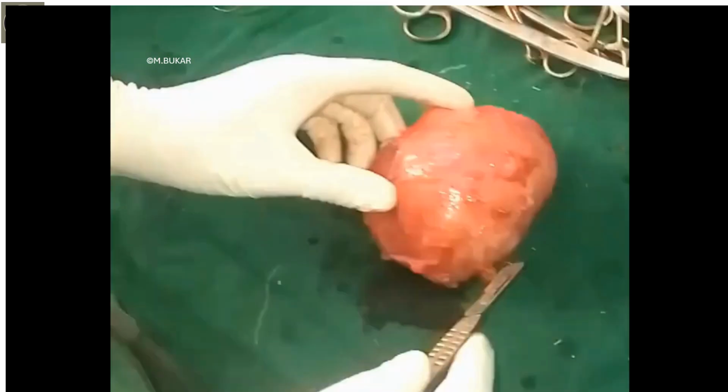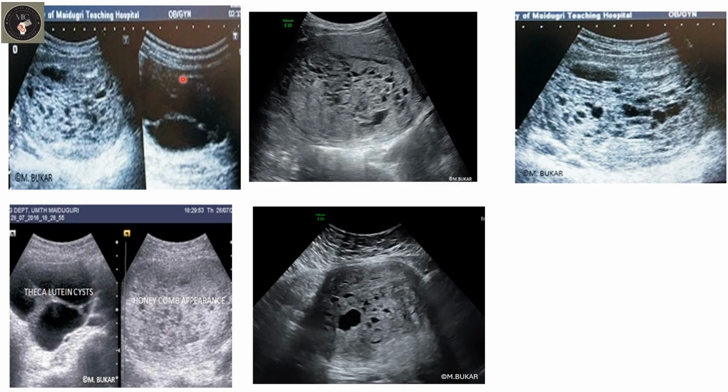So look at the inner contents. Snowstorm. You see that? So here I just compared the notes.